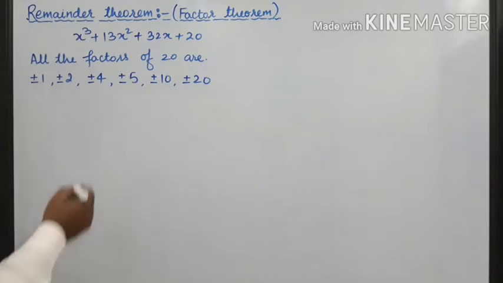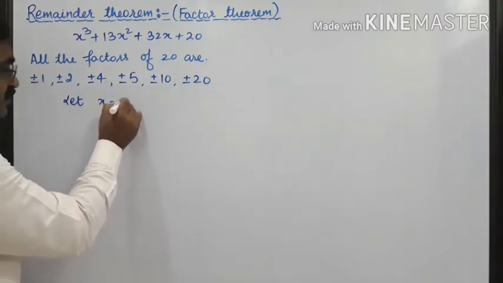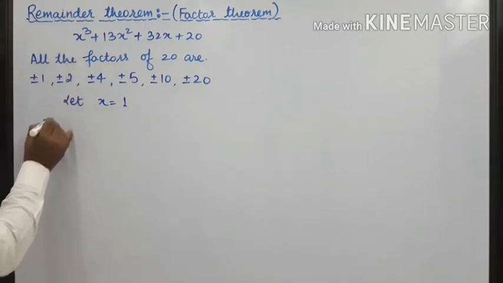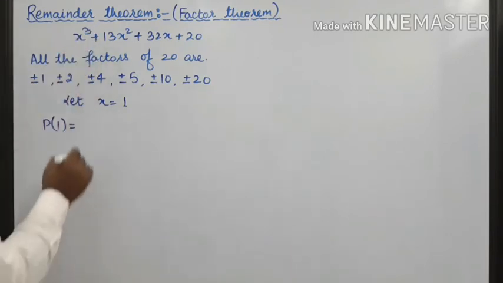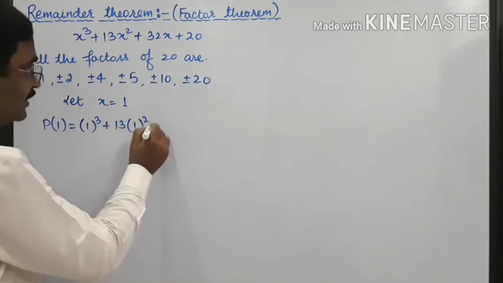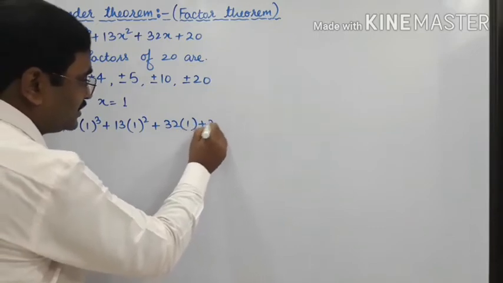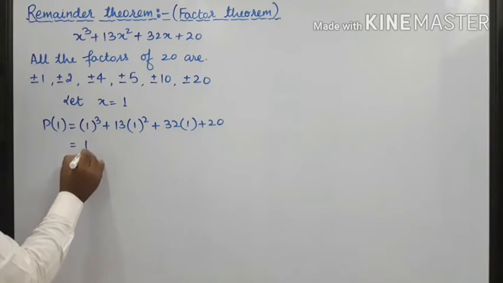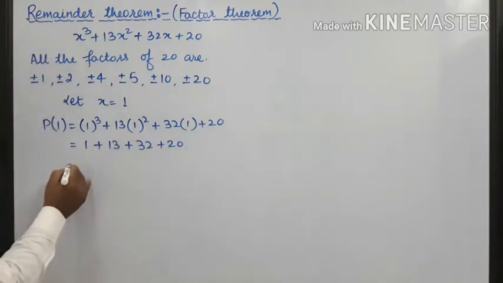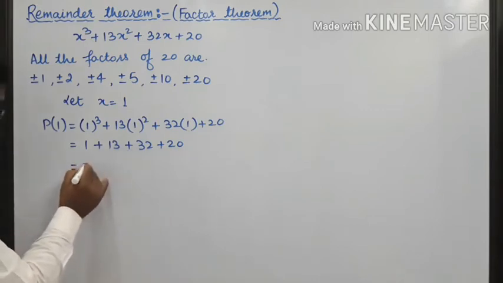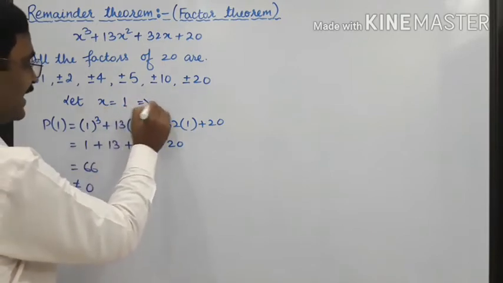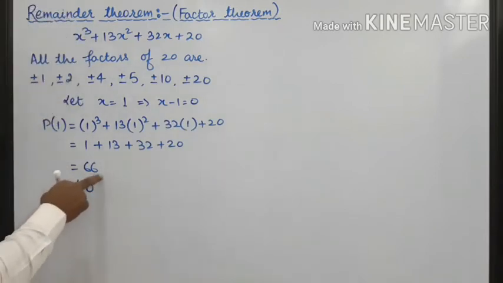Take x is equal to plus 1. After taking x equal to plus 1, you have to find the value of this polynomial as p(1), which is equal to x cube, it means 1 cube, plus 13 into x square, which is 1 square, plus 32 into x, which is 1, plus 20. Now solve these terms. 1 cube is 1, plus 13 ones are 13, plus 32, plus 20. When you add all these, you will get 66. Is it equal to 0? It is not equal to 0. Therefore, after taking x equal to plus 1, that is x minus 1 equal to 0, 66 is the remainder.